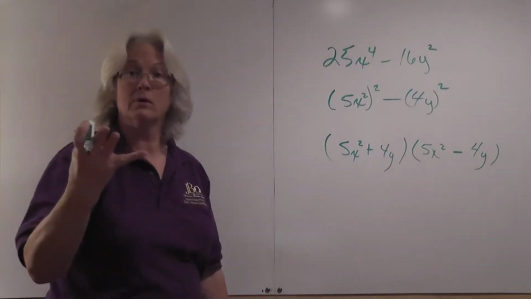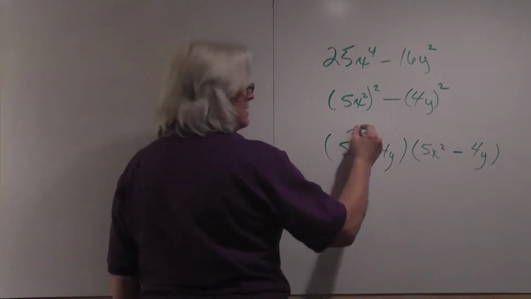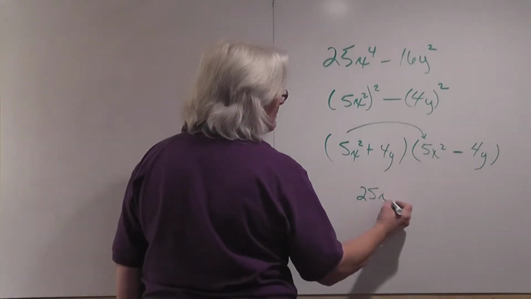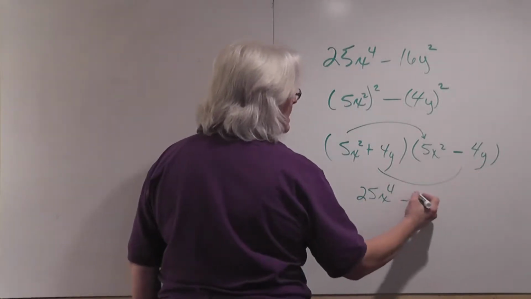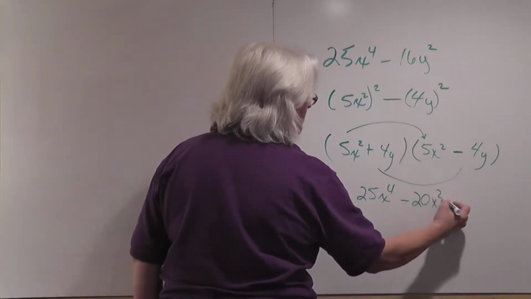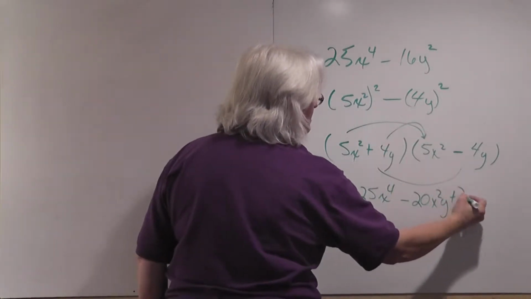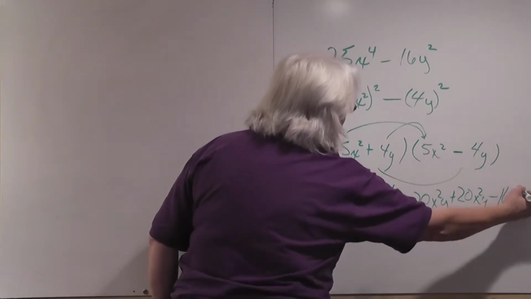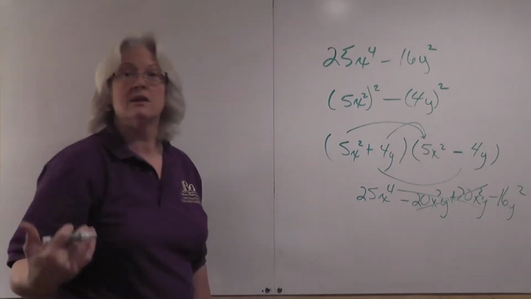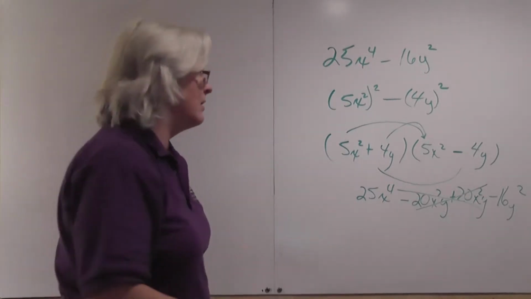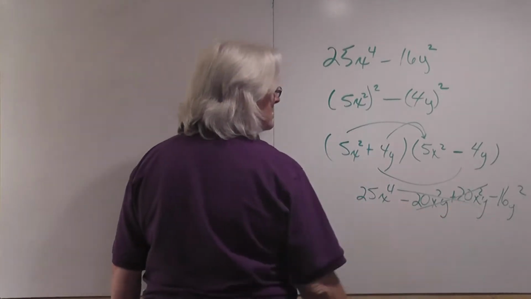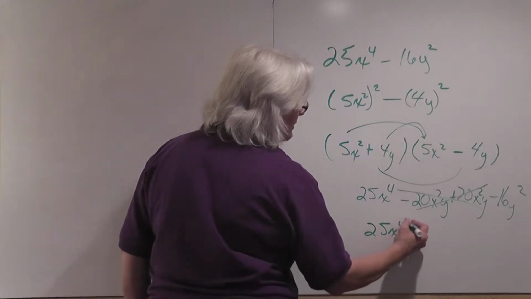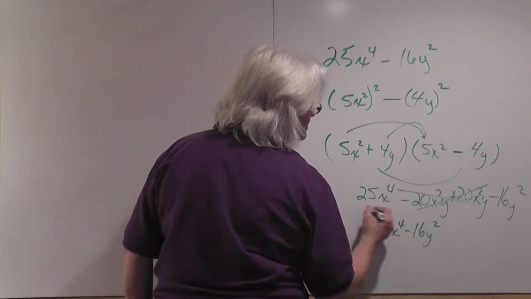And you think, how in the world did you come up with those numbers? Well, let's check and see if that's really what we have. 5x squared times 5x squared is 25x to the fourth minus 20x squared y plus 20x squared y minus 16y squared. You see that the two center partial products, the O and the I, the outer terms and the inner terms, outer product and inner product, cancel each other out. And you do have 25x to the fourth minus 16y squared.